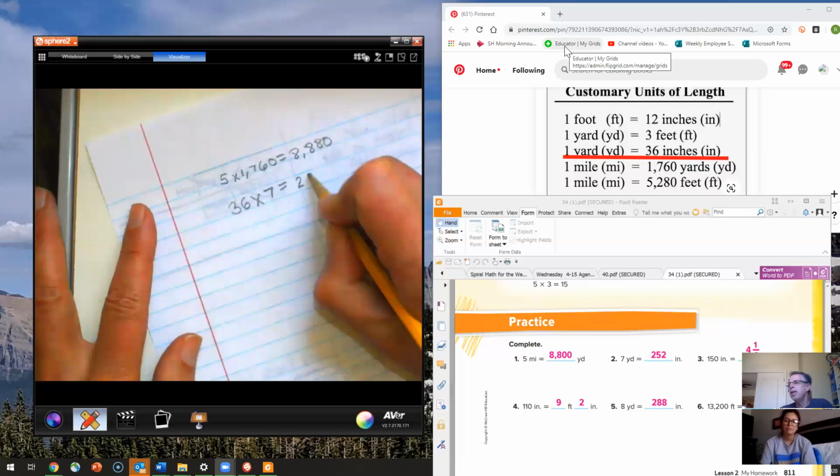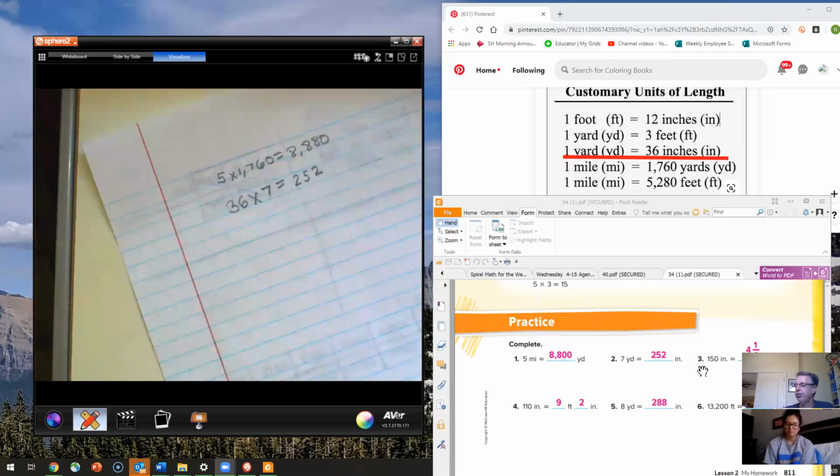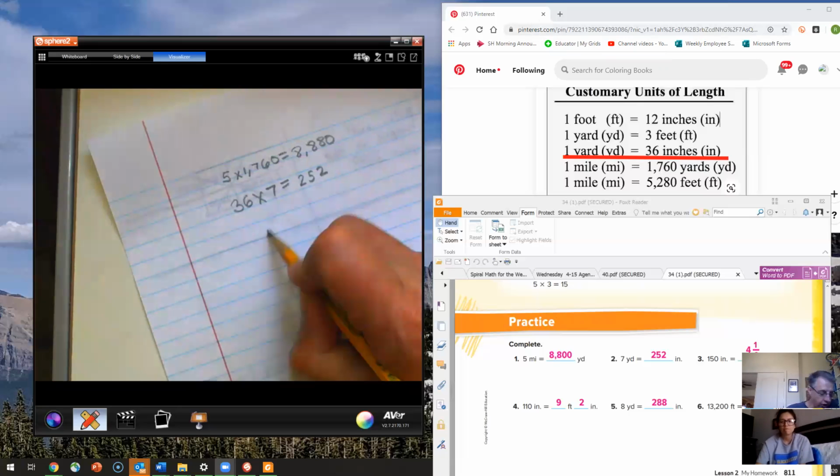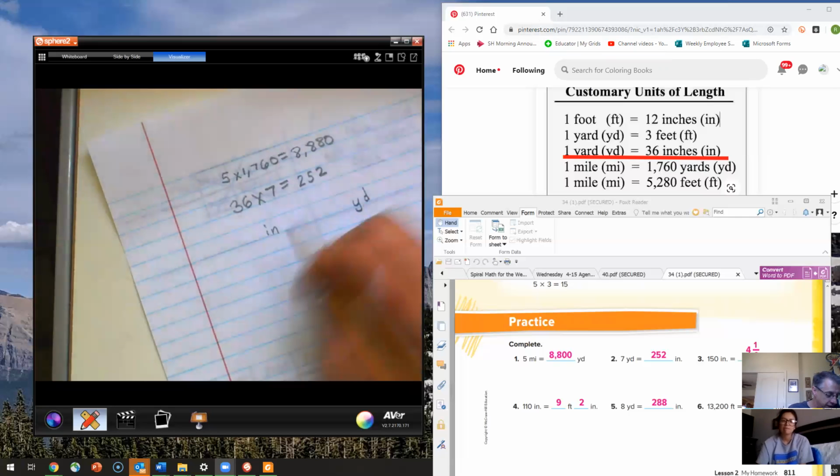Great. Now, we did have a couple comments about number 3, where it said 150 inches equals blank yards. The correct answer was 4 1/6 yards, and the question was, how did you get that? So let me show you what we did to solve that. I am going from inches to yards. I know I have 150 inches.